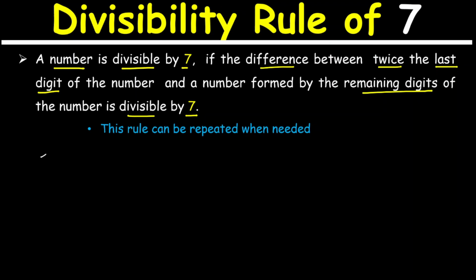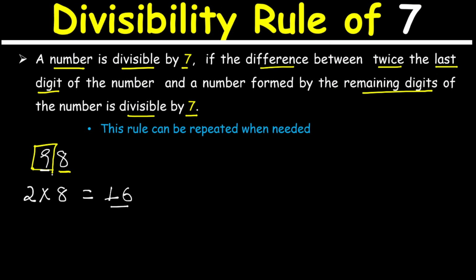Is the number 98 divisible by 7? The last digit of the number 98 is 8, and the number formed by the remaining digits is 9. Twice of the last digit is 2 multiplied by 8, which is equal to 16. Now, let's calculate the difference between twice the last digit, which is 16, and the number formed by the remaining digits, which is 9.